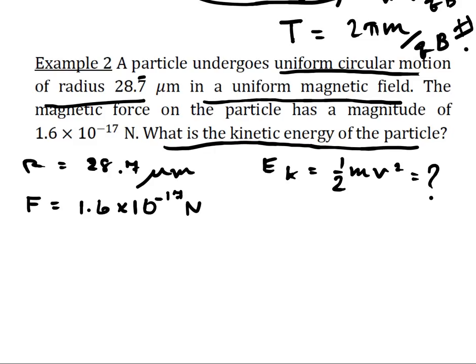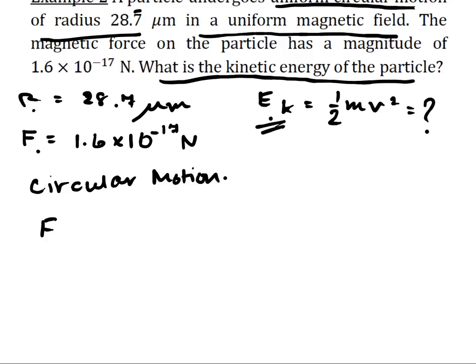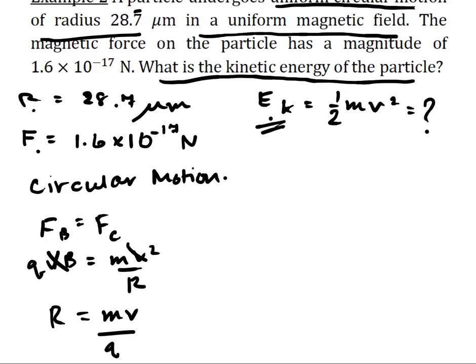In this case, we need to write down this kinetic energy, EK, in terms of the variables that the question has given. So you need to write down the EK in terms of F and r. How can we do that? Where could we start? We could start with the circular motion again, where the Lorentz force equals the centripetal force, so qvB equals mv squared over r. Cancel the v, and you get r equals mv over qB.